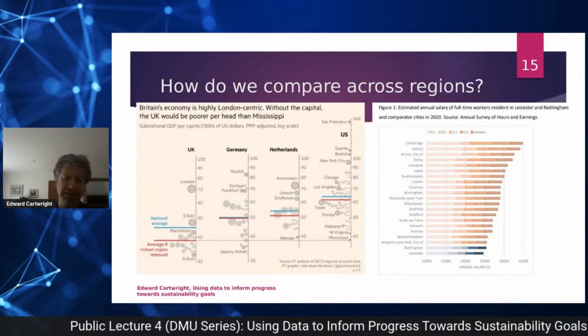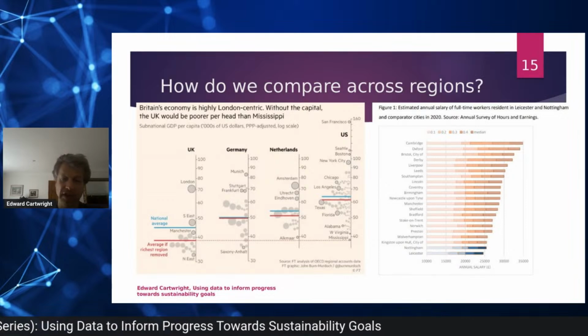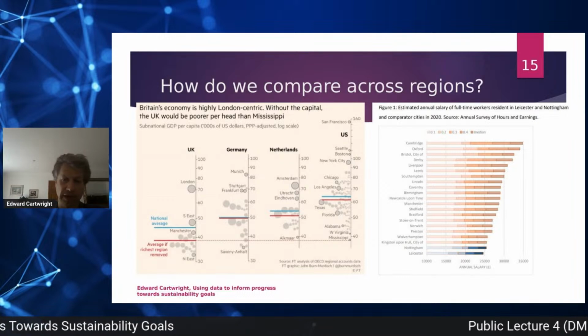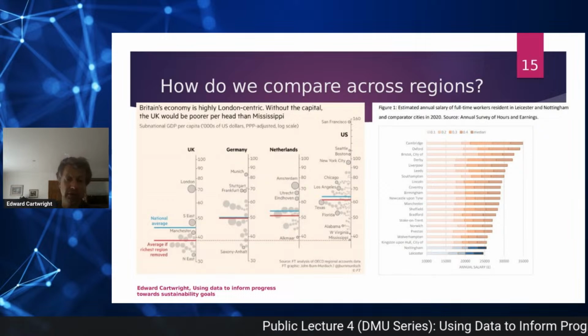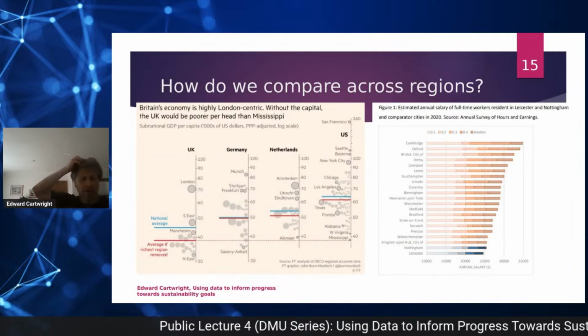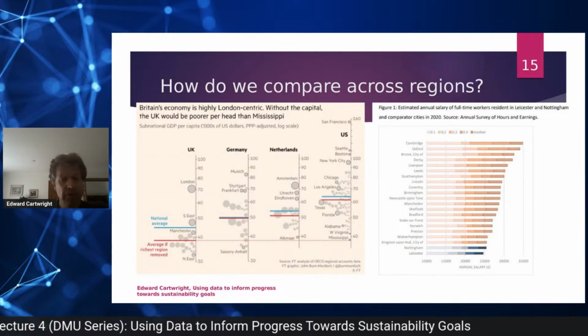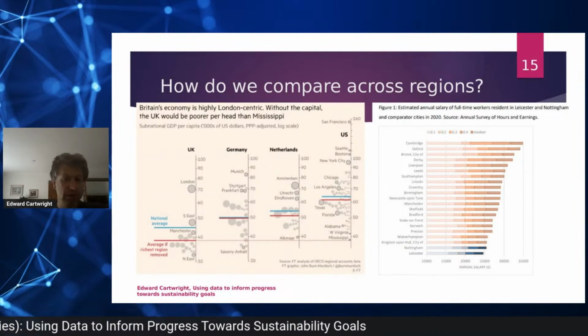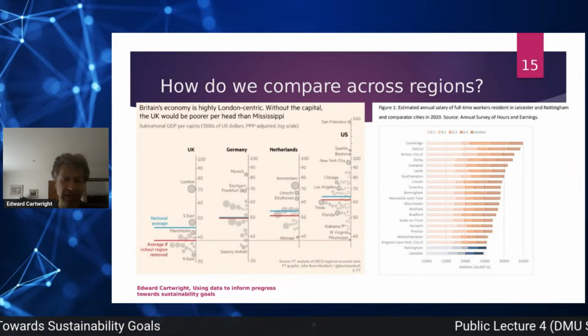That doesn't happen in Germany. Take Munich or whatever out of Germany, it doesn't make any difference. Take Amsterdam out of Holland, it doesn't make any difference. Take New York out of the US, it doesn't make any difference. So the UK numbers are really dominated by London. So when we come to measure these SDGs, what are we measuring? Is it the UK as a whole we want to be hitting the SDGs, or is it parts of the country we want to be hitting the SDGs?